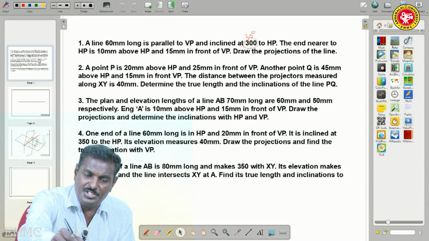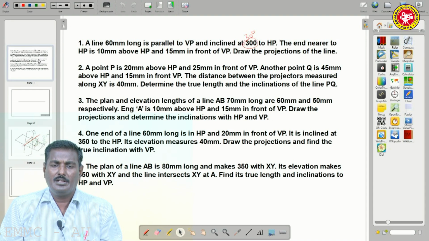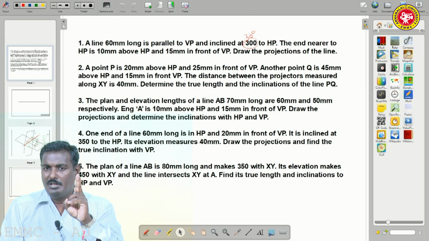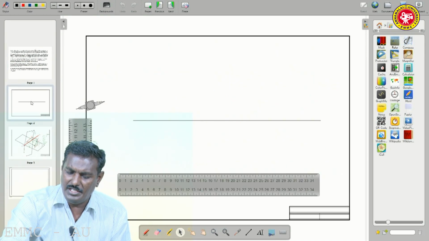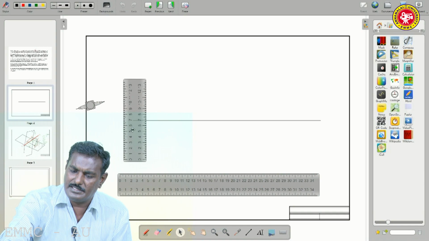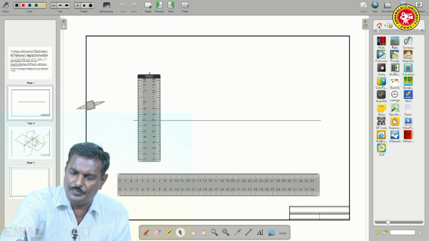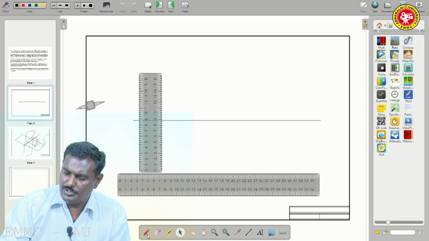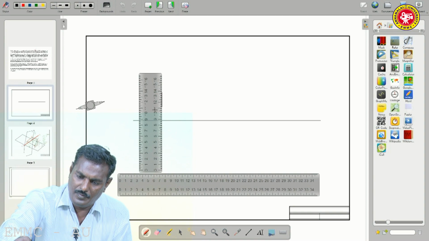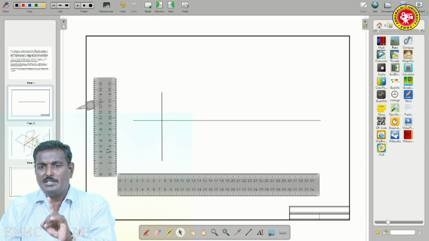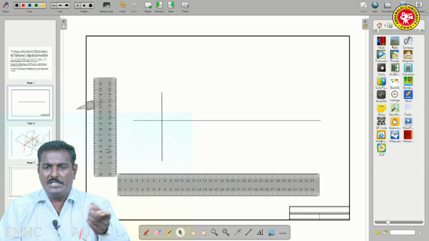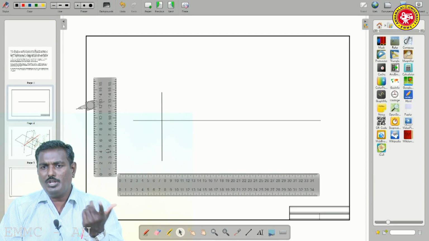In the problem, they stated the length of the line, the location, and one end nearer to HP. We need two projectors for two endpoints, but here we have to do one endpoint now. First we have to take one end by using perpendicular scales. So, here we have to draw one end. This is the projector. For the straight line, I am showing different colors. This is the projector.